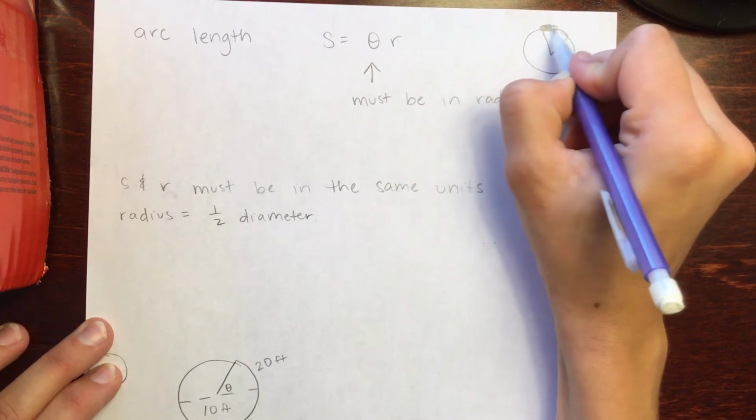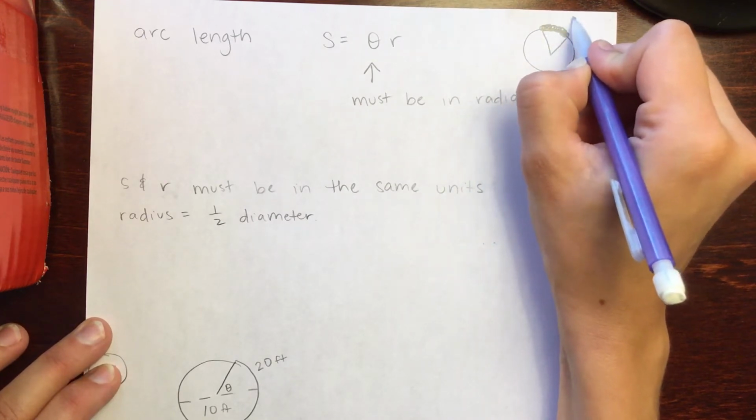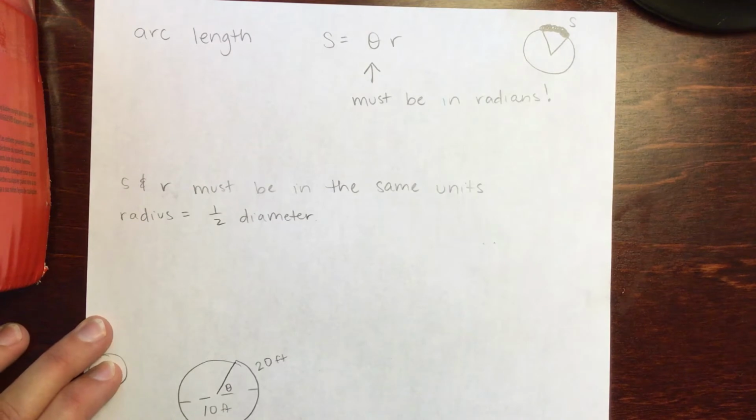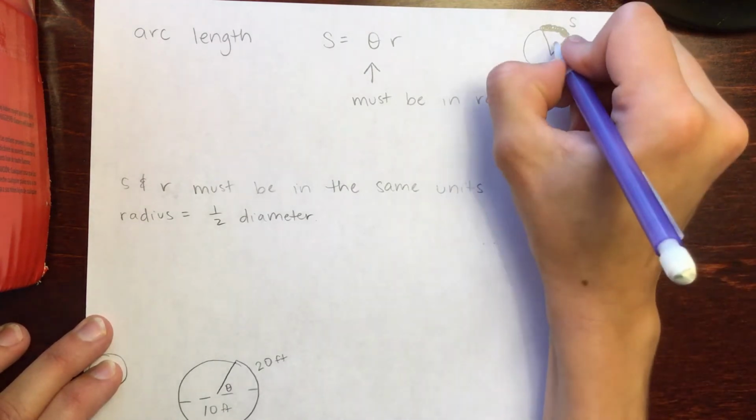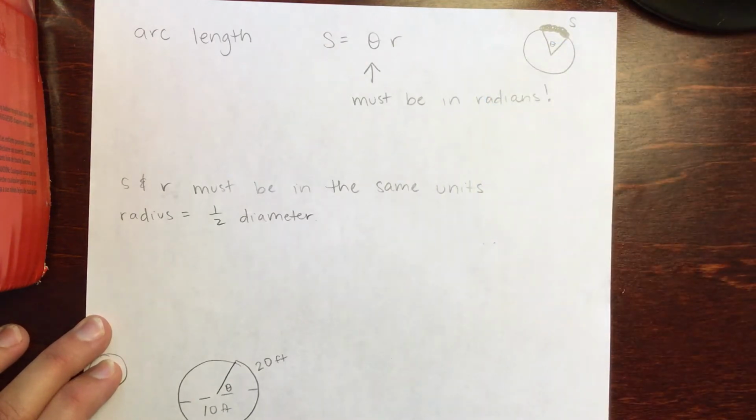So how long is this distance right here? This is your S, your arc length. So the formula for arc length is S equals theta R. Theta is how big is this angle, and R is the radius of the circle.